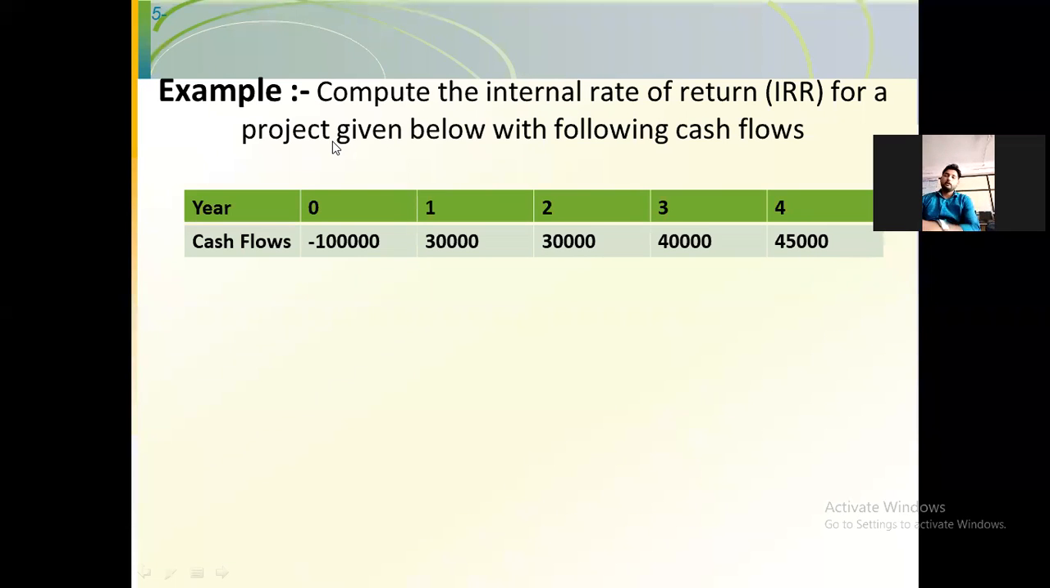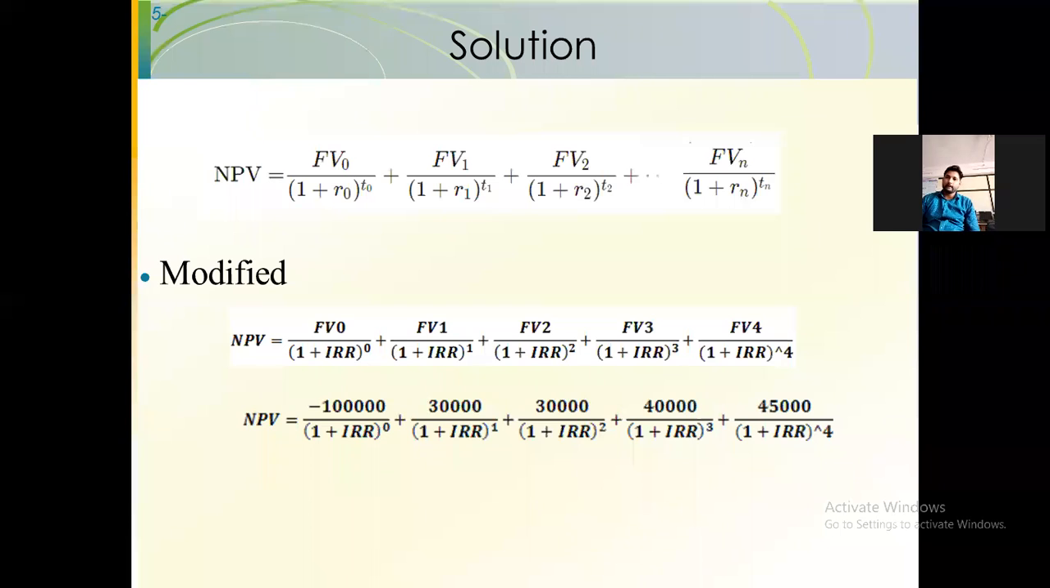So now here the cash flows are provided, and we have to calculate the internal rate of return. So simply, first of all, we have to use the NPV formula.